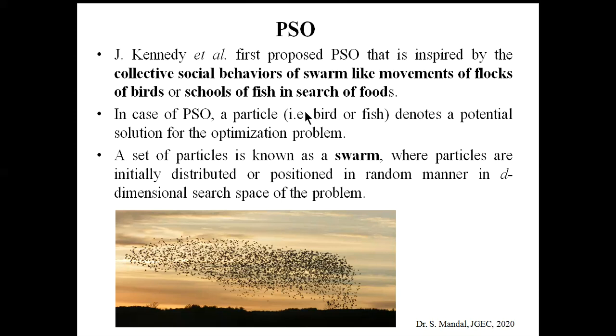Okay, so a set of particles is known as a swarm, where particles are initially distributed or positioned in a random manner in the search space of the optimization problem. Okay, so that is the significance of the term swarm. That means a collective social behavior of a flock of birds or school of fish. Okay, that is swarm.